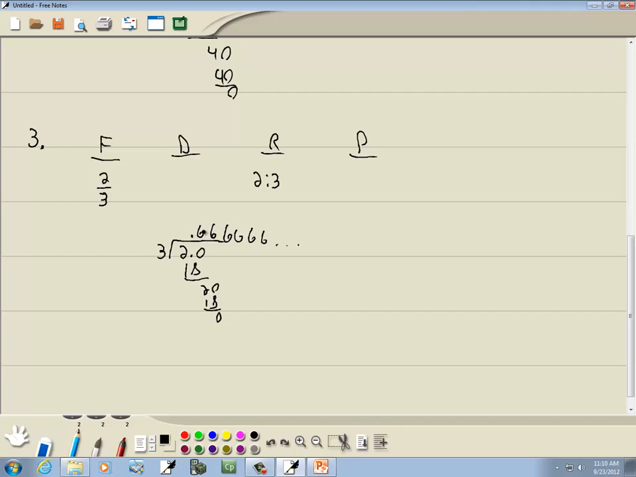Well, the hundredths, here's tenths, here's hundredths, and the digit to the right of it is 5 or greater, so we're going to round up. So this will be 0.67. To change it to percent, we move our decimal point two places to the right. So this will be 66.67%. And those will be our answers.